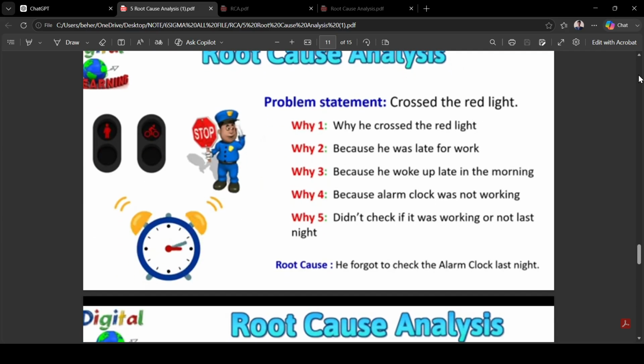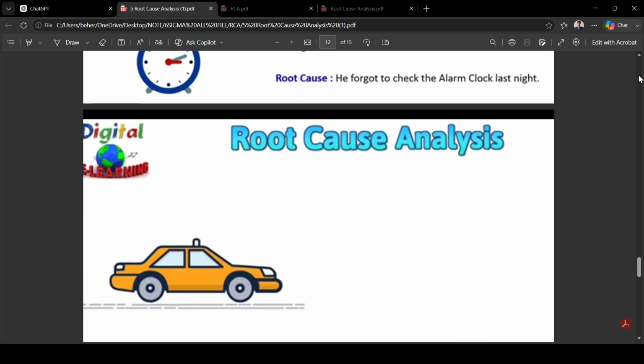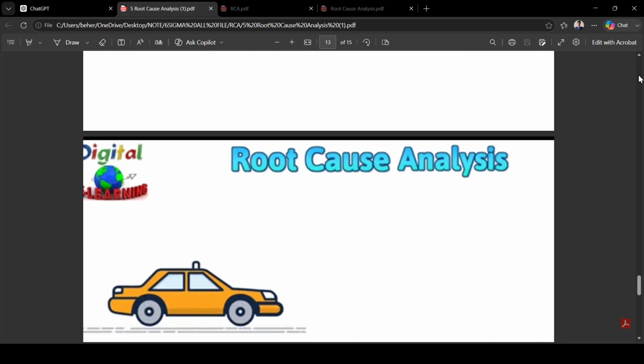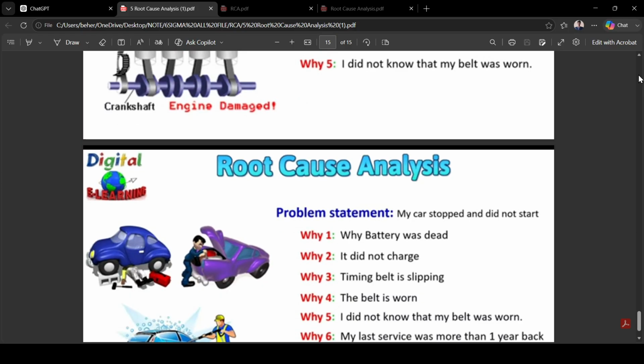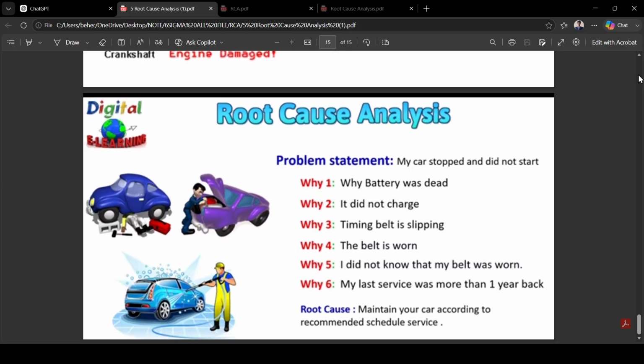And then the problem statement: my car stopped and did not start. Why one: the battery was dead. Why two: it did not charge. Why three: the timing belt is slipping. Why four: the belt is worn. Why five: I did not know that my belt was worn. Root cause: maintain your car according to the recommended service schedule.